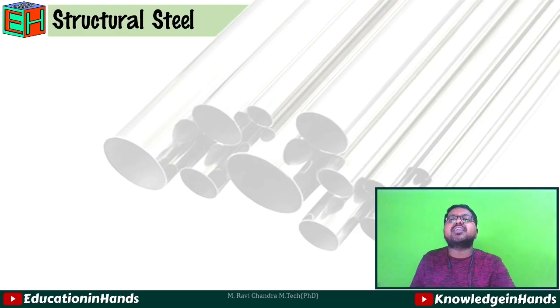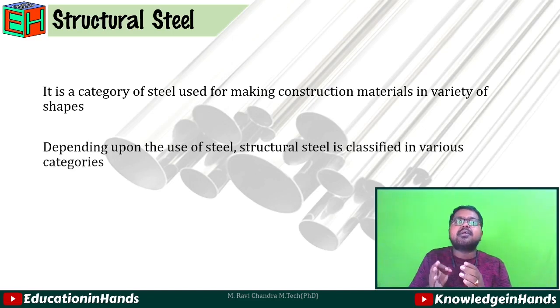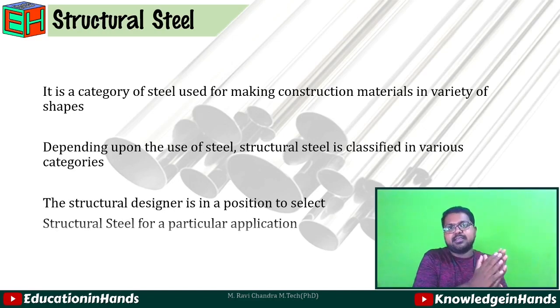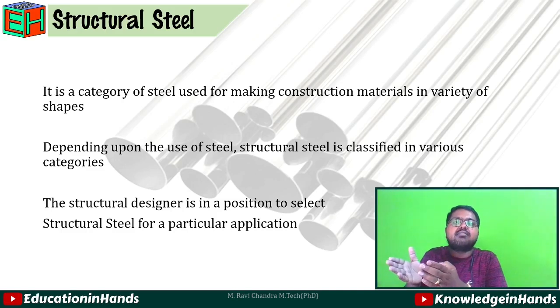What is structural steel? Structural steel is the category of steel used for making construction materials. So in our required shape and required form, when we convert the steel, then that product or material is called structural steel, in varieties of shapes. Depending upon the use of steel, structural steel is classified into various categories. So if we are using it for one purpose, then that structural steel has one property.